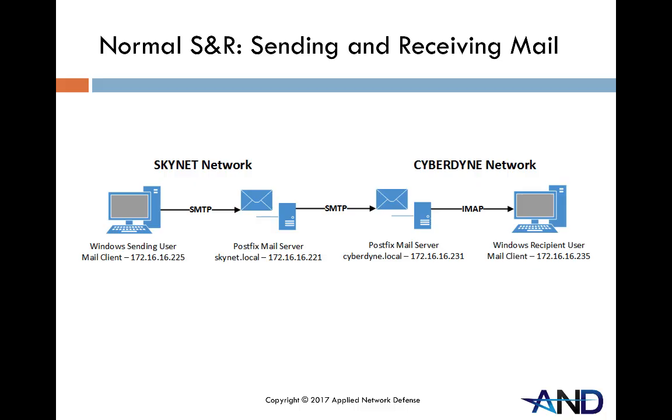In this case, we have two networks, the Skynet network and the Cyberdyne network, and we have a user who wants to compose an email and send it to a recipient from one network to another. So the sender in this case is the Windows machine all the way to the left, 172.16.16.225, and the recipient is the machine all the way to the right, 172.16.16.235. So we have to cross our network here, which means we have to send mail to our local mail server, which then sends it to a recipient mail server, which the client or recipient can then retrieve that message from.